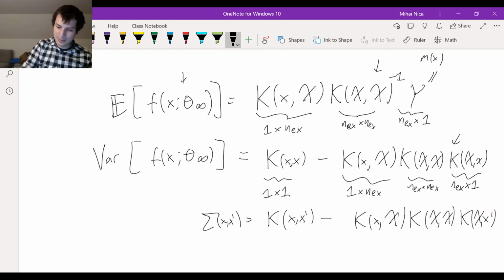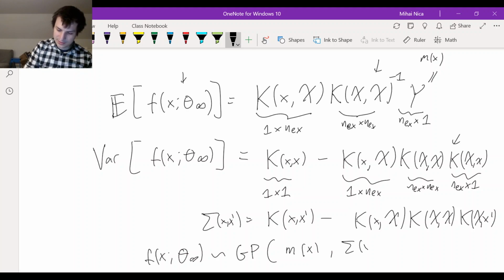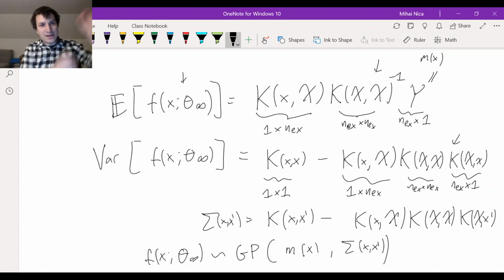We'll call this thing m of x, and f of x theta infinity is going to be a Gaussian process with mean m of x and covariance sigma x x prime. So that means for any finite collection of points that you have, if you look at the vector made by those points, f of x1, f of x2, f of x3, it's going to be a Gaussian vector whose mean is given by this guy and whose covariance matrix is given by this guy, sigma of x x prime, in this way.